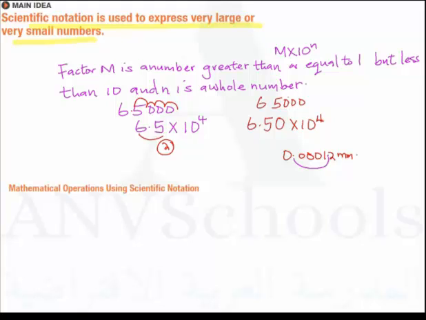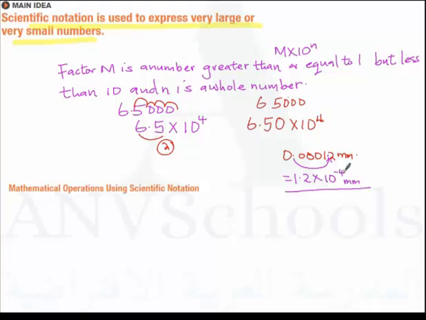So after having this, we are going to have 1.2 as the answer multiplied by 10 power negative 4, and these are millimeters. So this is what we would have. Since we are moving to the right, what happens is that our power, or notation, will be negative.